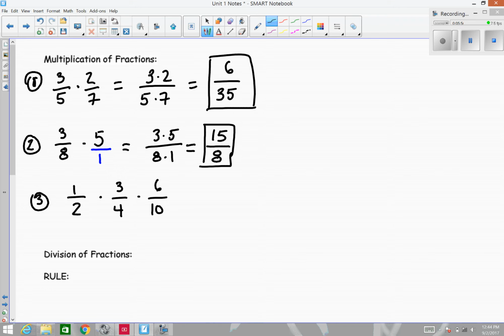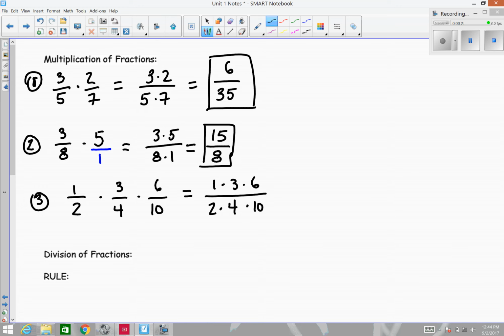Now I'm going to go ahead and write that out, multiplying my numerators. 1 times 3 times 6 all over, multiplying my denominators, 2 times 4 times 10. Now I could go ahead and multiply those straight through, and then I would need to do some reducing. However, I can see some of these factors have common factors, so I can reduce it now before I do the multiplication across the numerators and the denominators.